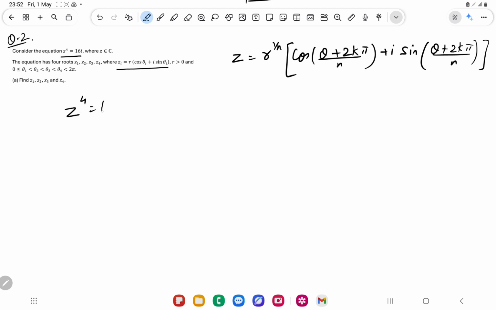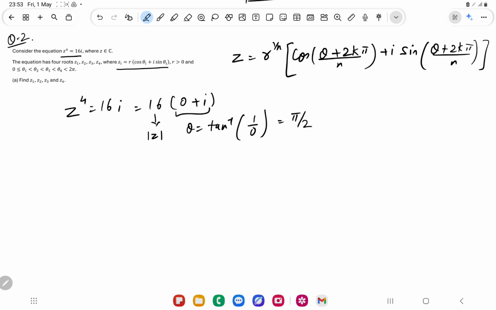Now z to the power 4 is given as 16i. It means I can write this as 16 times (0 plus i). So this will give me the modulus, and from this I can write tan inverse of 1 by 0, which will give me pi by 2 as my argument. So I have the modulus and I have the argument. So I can say that my first root will be 2 times... or before going to directly find the roots, we can further simplify and solve it.